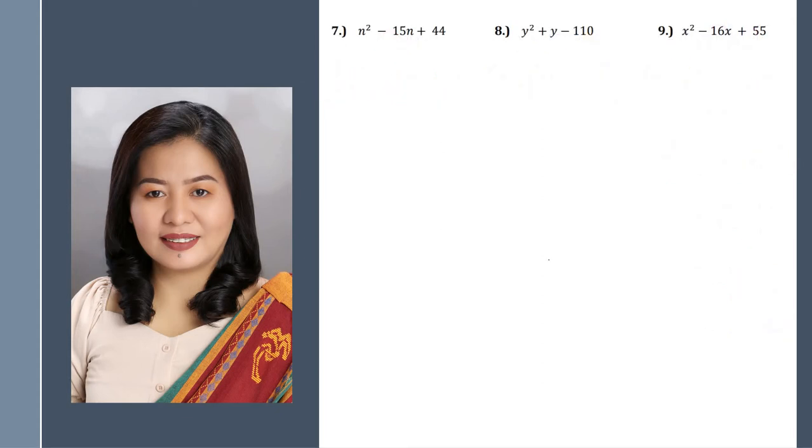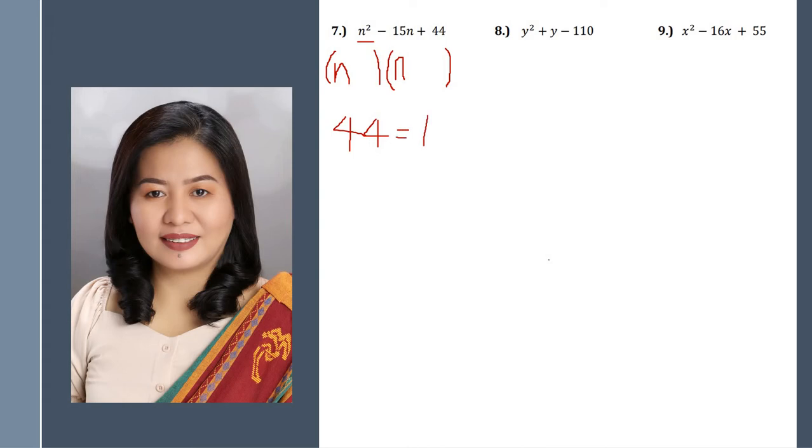Number 7 given is n squared minus 15n plus 44. So we will have two pairs of parentheses. Factors of n squared: we have n and n. Factors of 44 that give a sum of 15. So we can list down the factors.